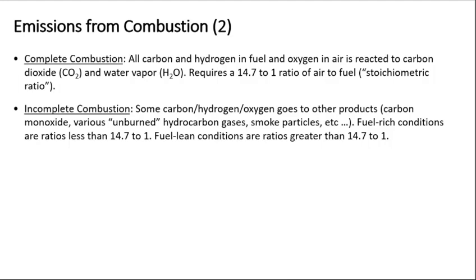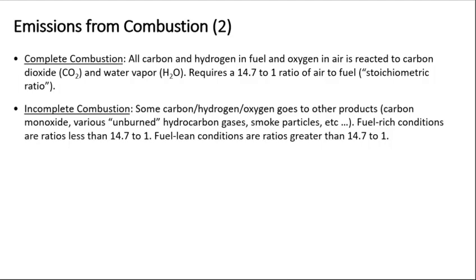Fuel-rich conditions are those when the ratio is less than 14.7, and therefore there is more fuel relative to air than that required for stoichiometric combustion. Fuel-lean conditions are those when the ratio is greater than 14.7, and therefore there is more air relative to fuel than required for stoichiometric combustion.